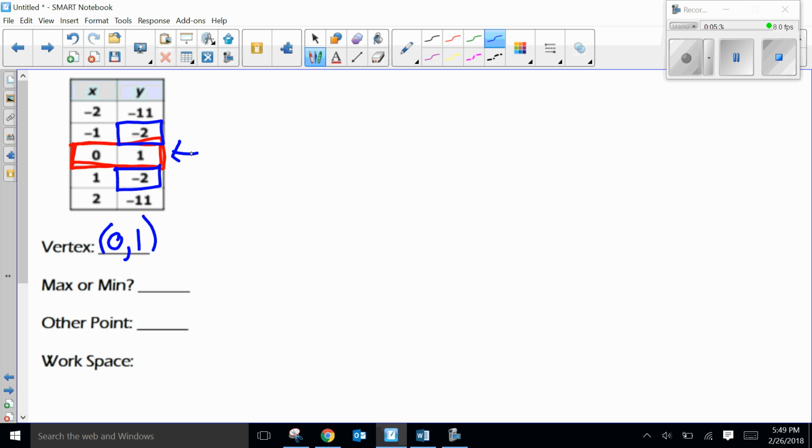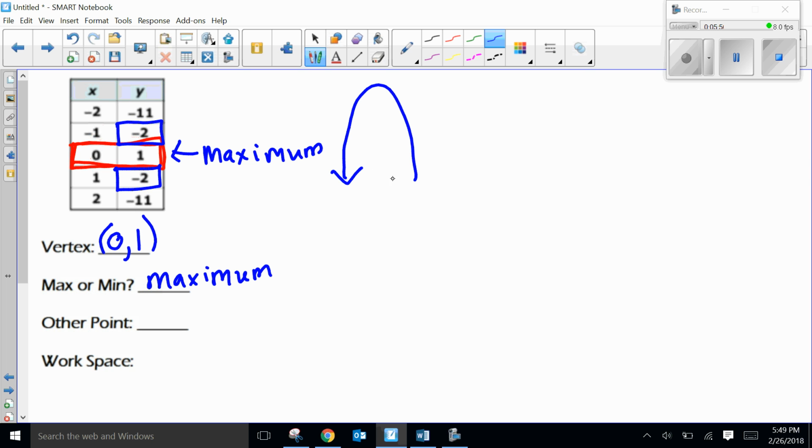Now 1 is my max value, it's the maximum, because every other value here is less than 1. So this is a maximum. And if I think about what that means, if I have a maximum, my parabola is opening downwards. So that tells me that my a value is going to be negative.